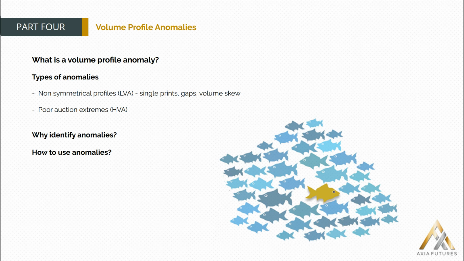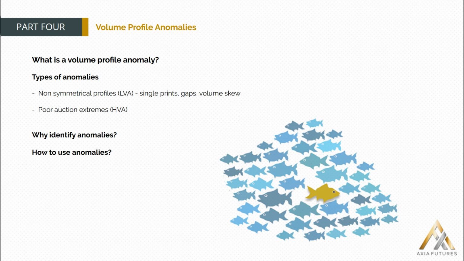1. A non-symmetrical profile. Non-symmetrical means non-normal distribution. Now this just means something that's not normally distributed or not the normal shape that we're used to seeing. What you will typically see in these non-symmetrical profiles is things like single prints, things like gaps, and things like volume skew. These anomalies give us very important information about what and how buyers and sellers are interacting with one another, and they do present unique trading strategies.